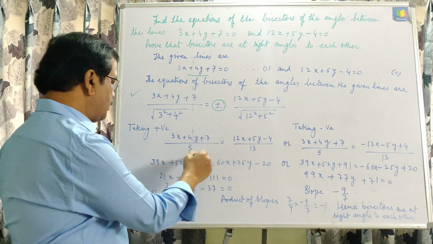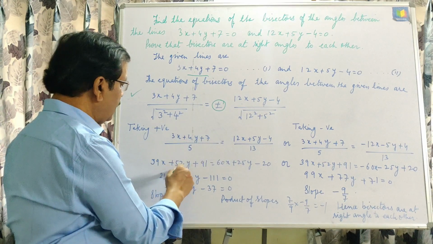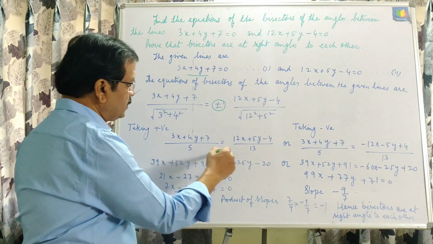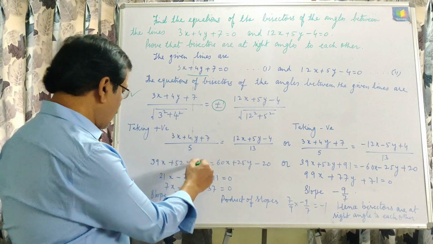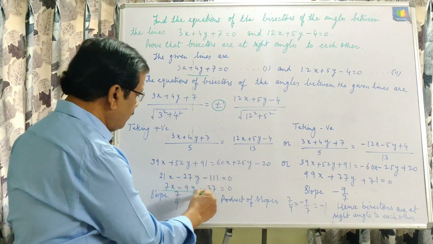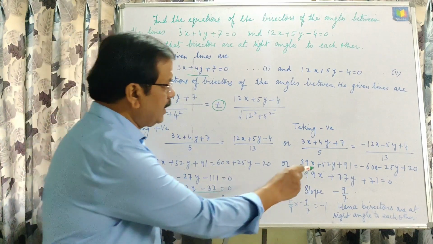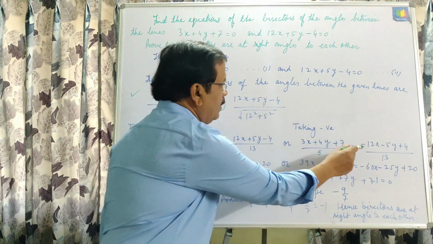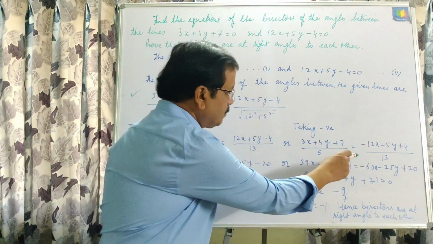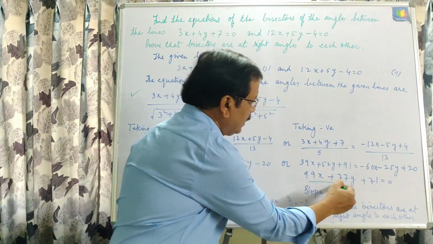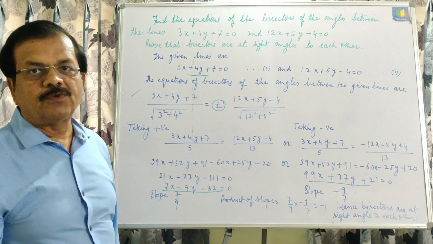Once we take the positive value, then cross multiply, we are getting 39x plus 52y plus 91 is equal to 60x plus 25y minus 20, and then after solving we are getting 7x minus 9y minus 37. In the same way, taking negative value, this minus 12x minus 5y plus 4, by cross multiplication and solving we are getting 99x plus 77y plus 71 is equal to 0.